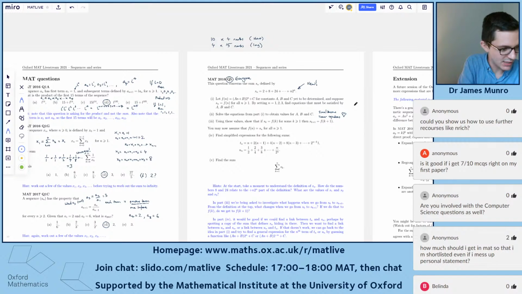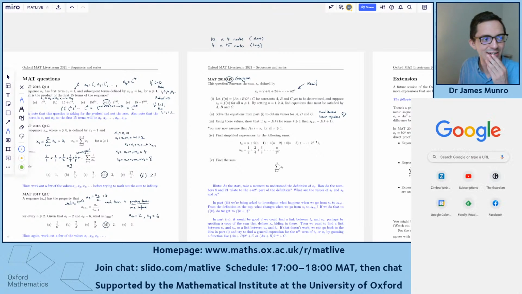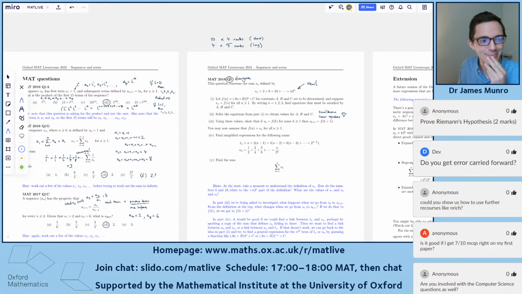Error code 4 is in there. Prove Riemann's hypothesis, 2 marks. You see, if you say prove Riemann's hypothesis, 2 marks, people get suspicious. They're like, that guy knows how to prove Riemann's hypothesis, and it's easy. It's sort of a big clue, right? Maybe that'd be a good way to prompt people into doing that.